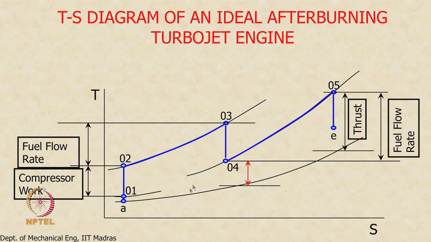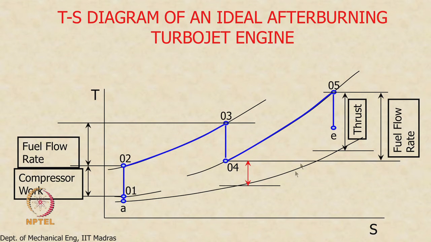Okay, so now let us take a look at the ideal cycle for an afterburning turbojet engine. You can see here that this is the basic cycle, the basic turbojet cycle. This is proportional to the compressor work, this is proportional to the fuel flow rate, and then the turbine work, and this was the thrust that we had produced earlier.